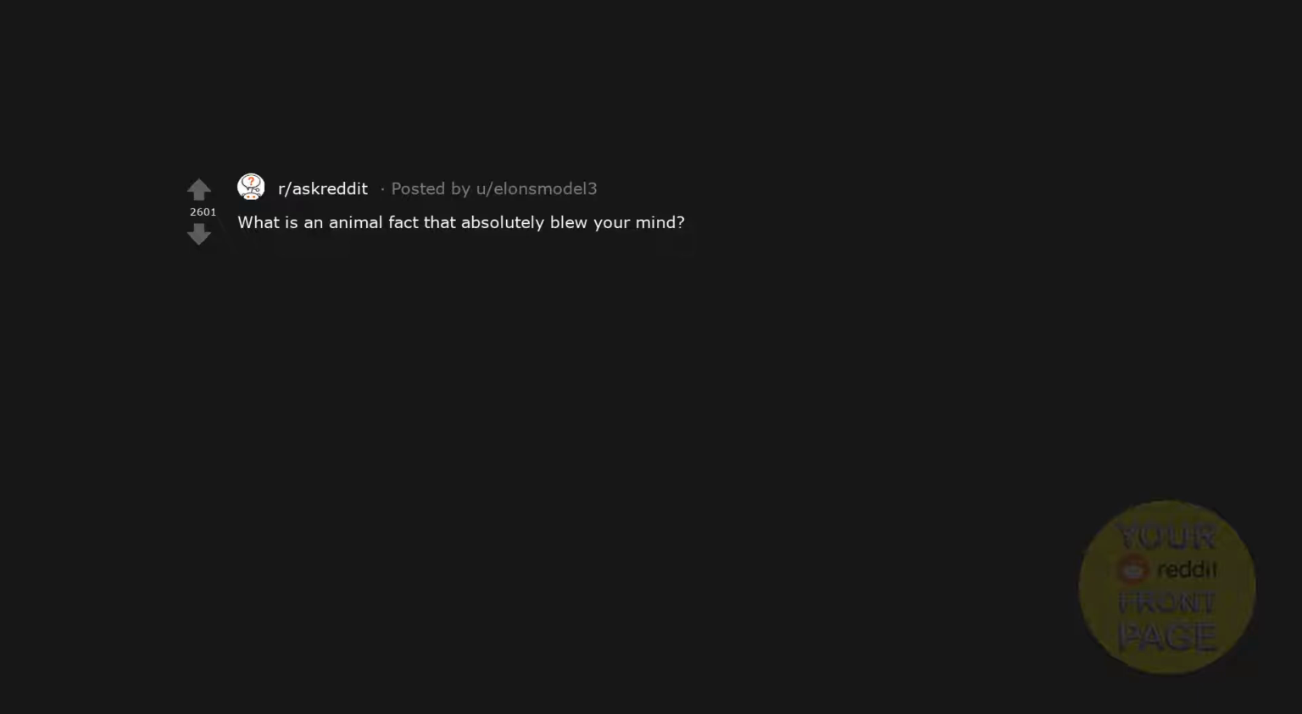What is an animal fact that absolutely blew your mind? Rats can fit through any hole as long as their head fits through it. When they pass through the hole, their lungs collapse down, allowing them to squeeze through and spring back into position once the rat gets out.